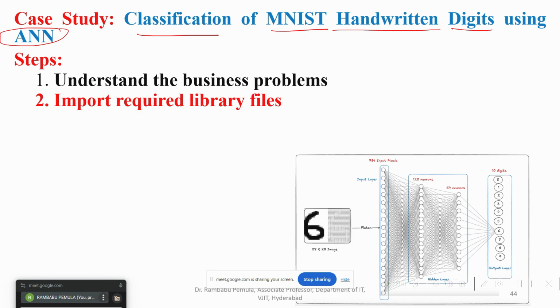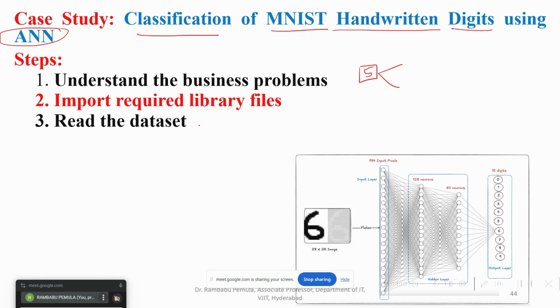Here our problem is that we give the input as a handwritten digit, whether it is a 5 or 6 or whatever it may be, and we print the corresponding class label. That is our problem statement. In order to perform this, some library files are required, and then you have to read the data set.